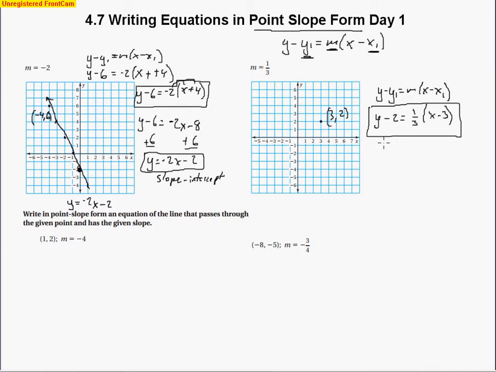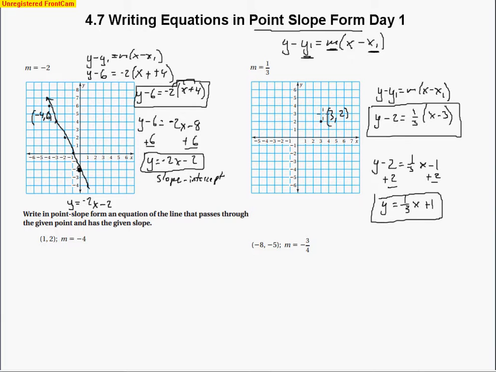And if I was to modify it, to put it into slope-intercept, I would have to distribute. So I'd have y minus 2 equals 1/3 x minus 1. 1/3 of 3 is 1. And then I have to add the 2 to both sides. And I have opposite signs there, so I end up having to subtract. Y equals 1/3 x plus 1. So that's what the equation would be in slope-intercept form.